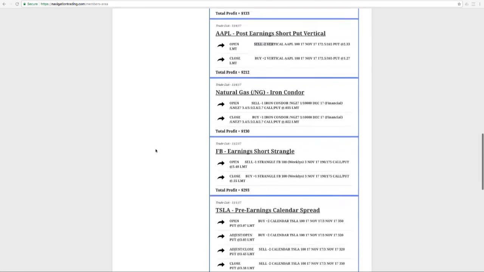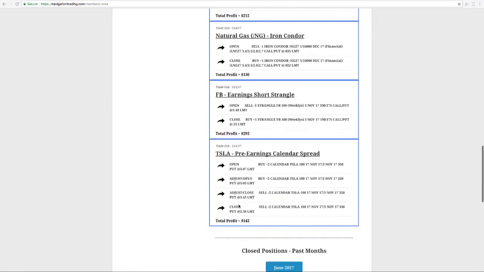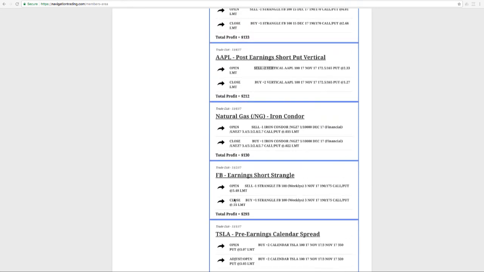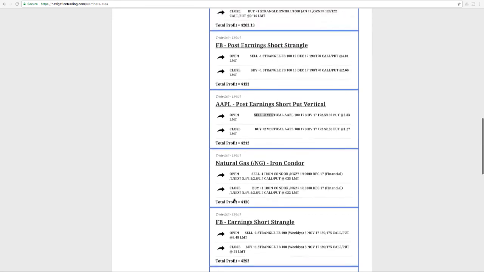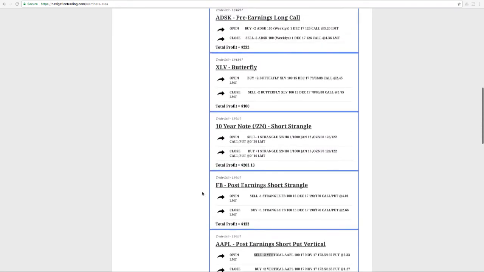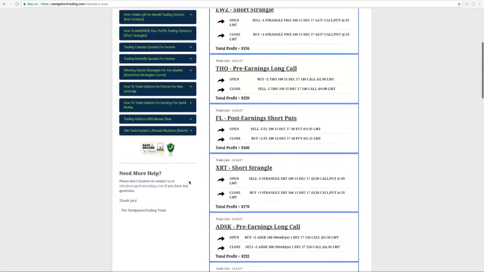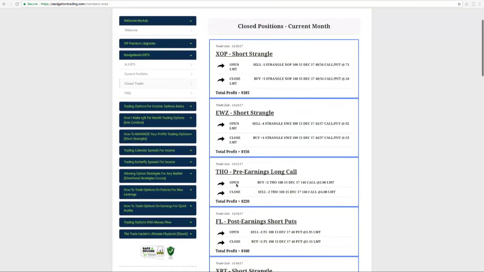And one of the key things to remember is you can see some of these trades took some adjustments before we were able to book a profit. Some of them we just put on and took off for a quick profit with no adjustments necessary. But that's the key component to understand, is not only how to open these trades and close the trades, but how to make the necessary adjustments to be profitable and consistent trading these strategies.